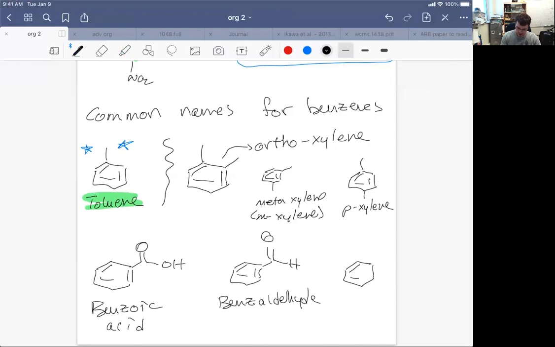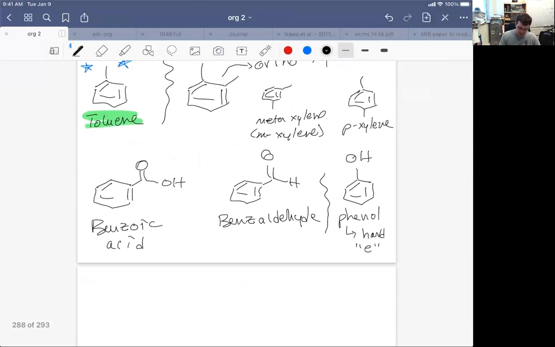And then hydroxybenzene is phenol. And I want a really hard E in this name. I want to emphasize that that's phenol, not phenyl or phenol. Phenol is really helpful because benzene as a substituent is phenyl. So phenyl versus phenol, that's a pretty subtle distinction. So I would recommend phenol. Give it a nice hard E on phenol, and that's separate from phenyl.